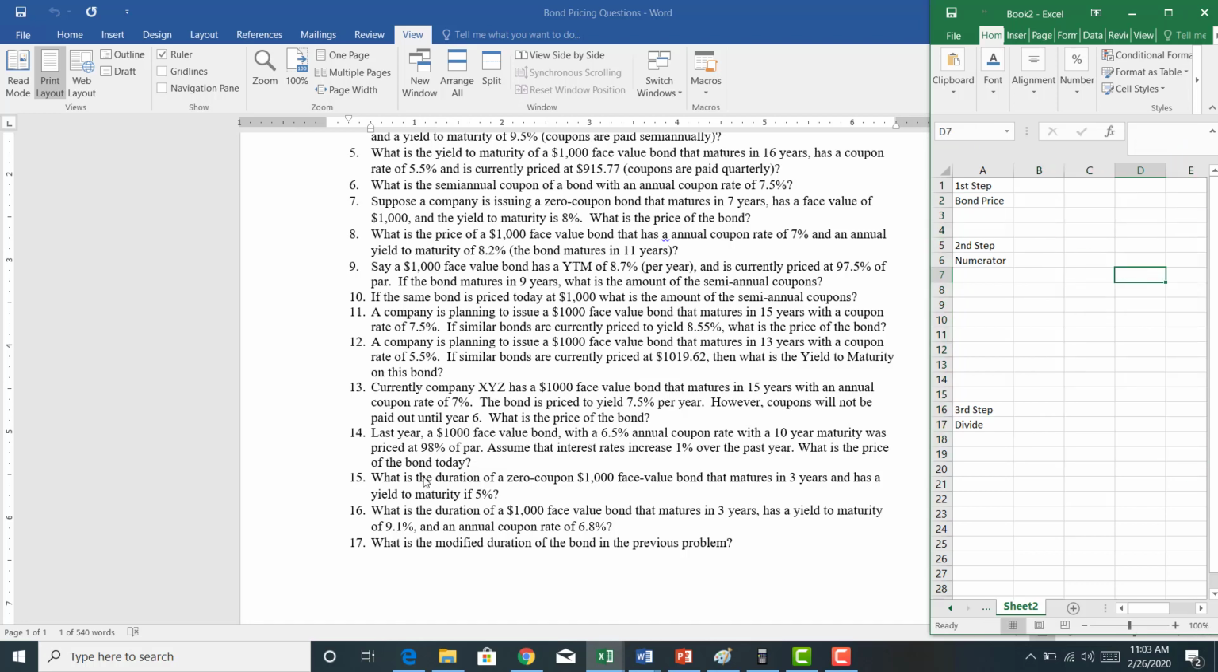Okay. Problem 16. What is the duration of a $1,000 coupon bond that matures in 3 years, has a yield to maturity of 9.1% and an annual coupon rate of 6.8%? We're going to first solve for the bond price. It's the present value of 0.091, the rate, divided by the number of periods, 3. The payment is negative 68. Future value is negative 1,000, compounding at the end of the period. And I get a bond price of $941.88.